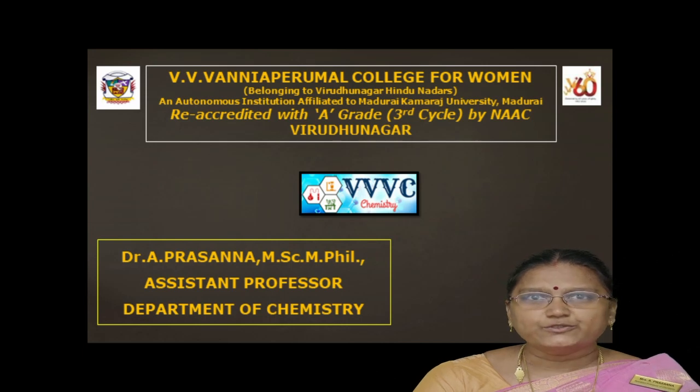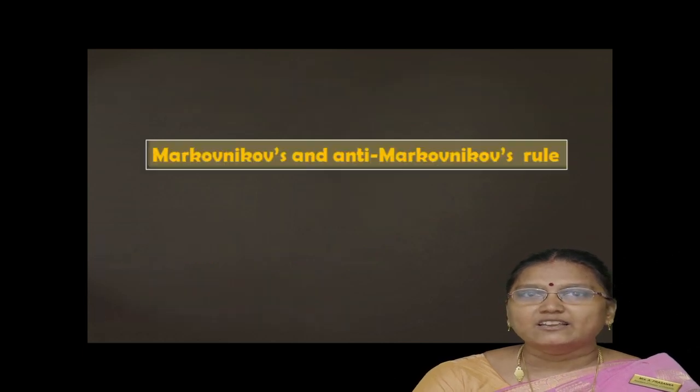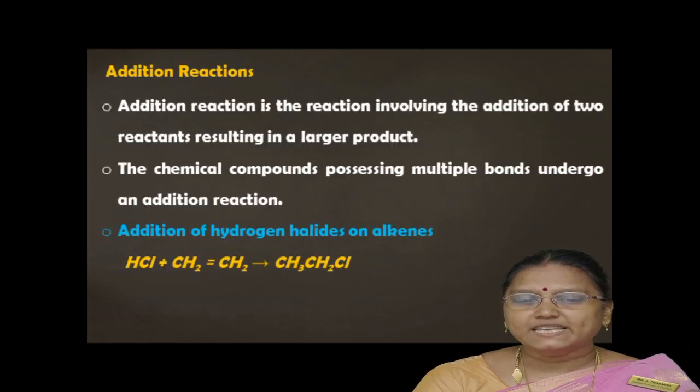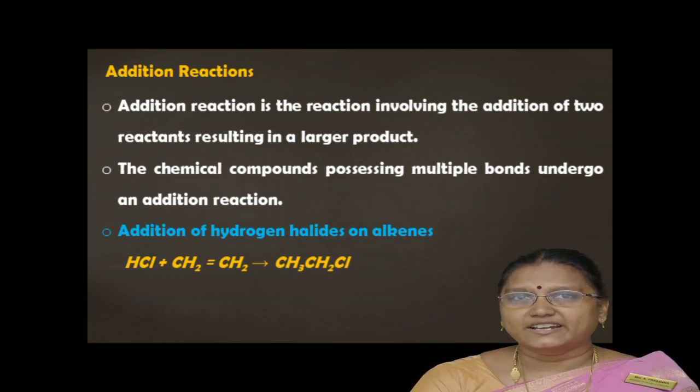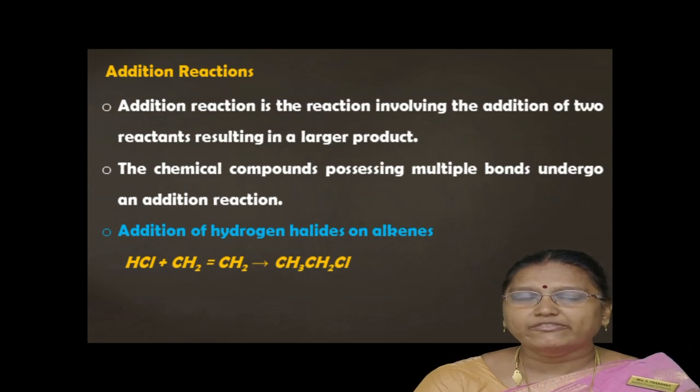In this video, we are going to see Markovnikov and anti-Markovnikov's rule. In the last video, we have seen the types of organic reactions, which includes addition reaction. So, I am going to continue that addition reaction. Here, this Markovnikov rule applies. It is applicable in the case of addition of HBr to alkene.